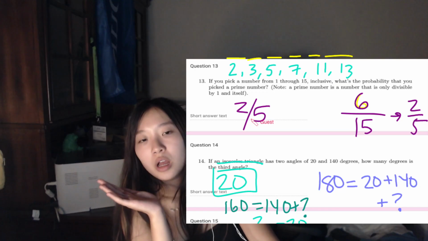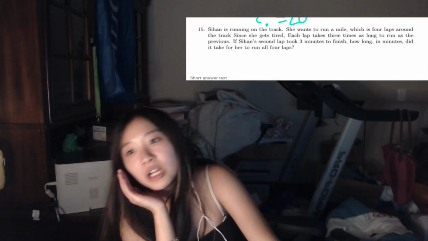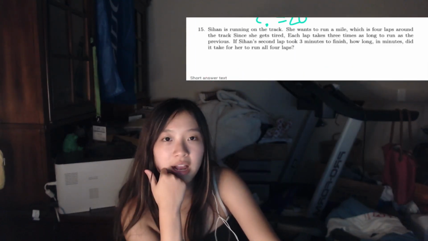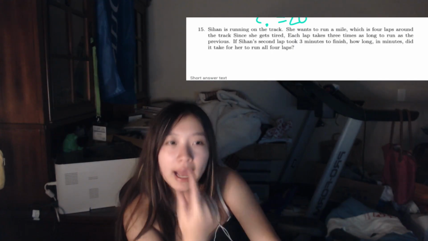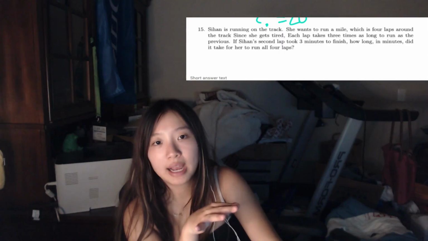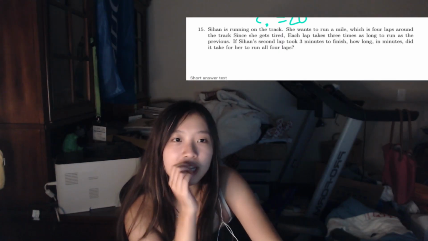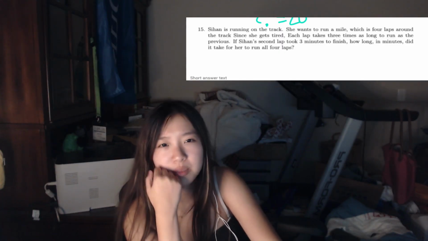And now we have come to the long-awaited question 15. I'm very, very proud. Sienna is running on a track. She wants to run a mile, which is 4 laps around the track. Since she is tired, each lap takes 3 times as long to run as the previous.